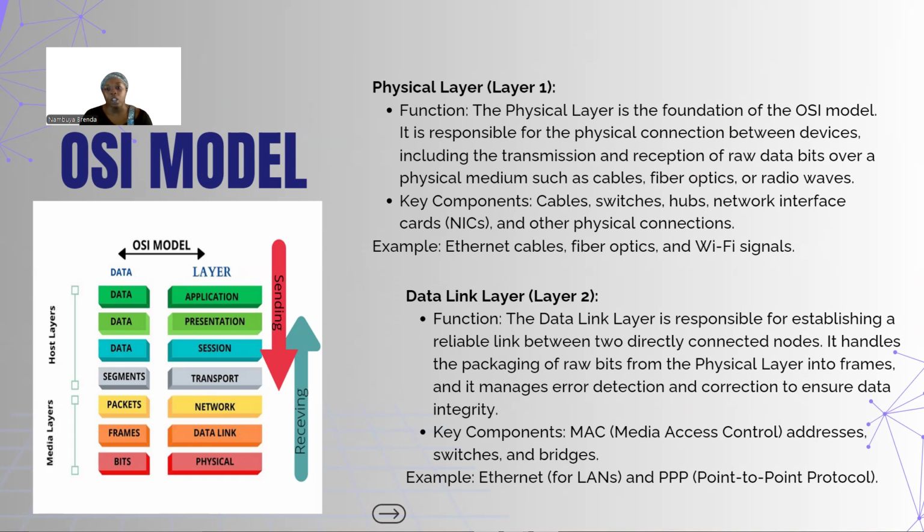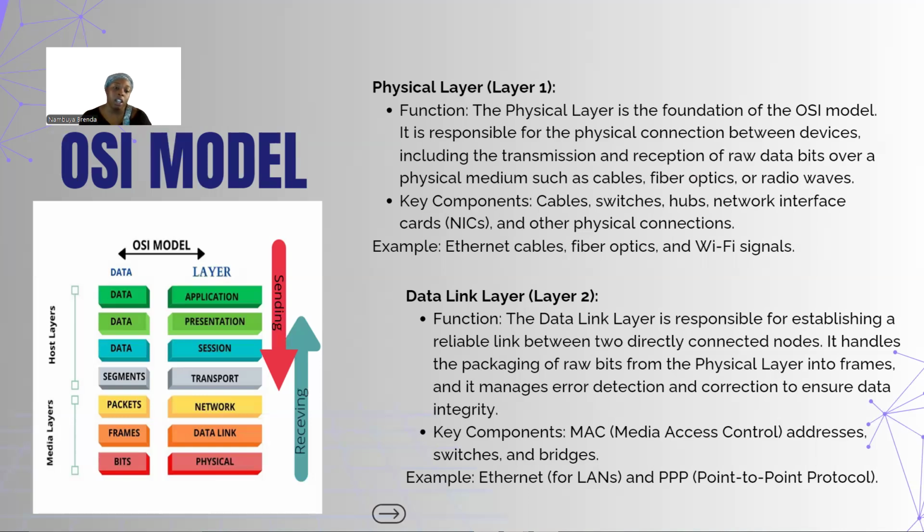So the key components that we need for this layer are cables, switches, hubs, the NICs, you never know how you pronounce it, the network interface card. Another physical component: don't forget your phone, your laptop. I think you know that. Then examples of what we need in the physical layer of the OSI model are the Ethernet cables, which most of the time are used, then we have the fiber optics, which will be used onto the servers, and then the Wi-Fi signals, which are wireless.